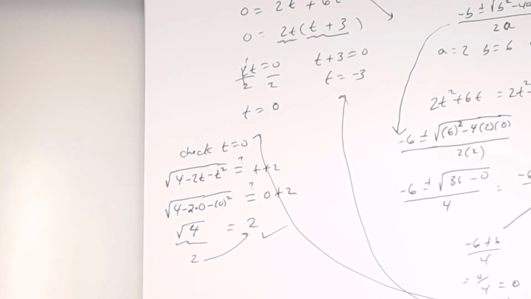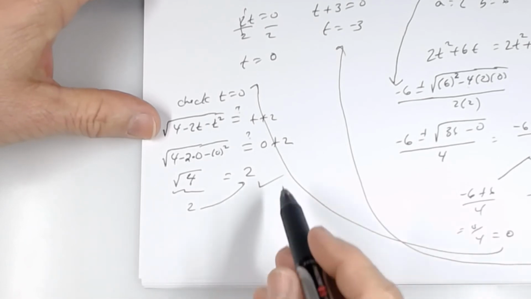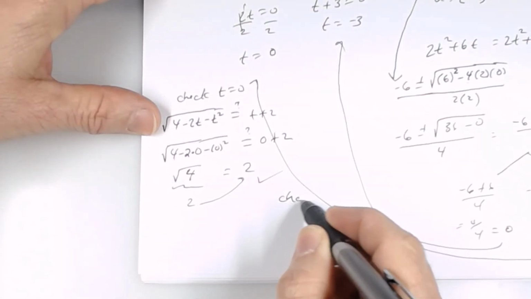Now I have to check negative 3. Now, at this point, there's always students that think, well, it looks like every proposed solution that's negative is extraneous, and that's not true. It's just those examples. So in some of the worksheets or my math lab, if you see a negative as a proposed solution, that doesn't necessarily mean it's extraneous. You got to check. All right, so let's check t equal negative 3.